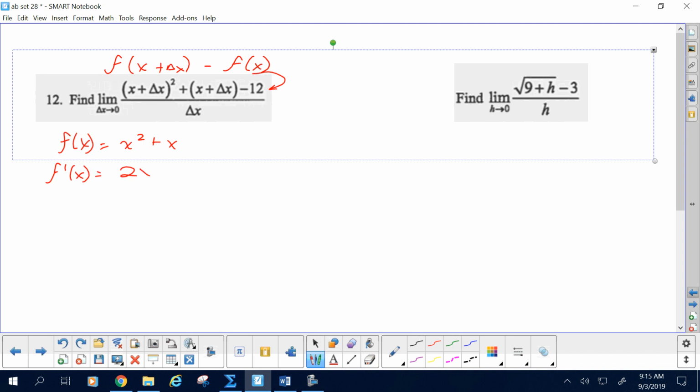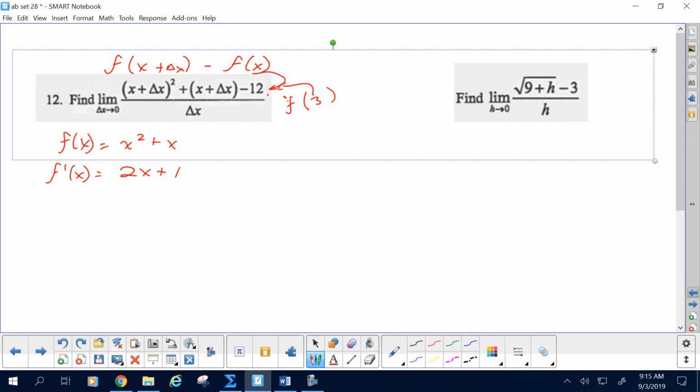So I think the function is 2x plus 1. That is not to be expected though. What is this? I think the person that wrote this, which was not me, might have made an error. This indicates that it's at a point, right? At what point would this equal 12? 2, 3, maybe? Yeah. That's f at 3.